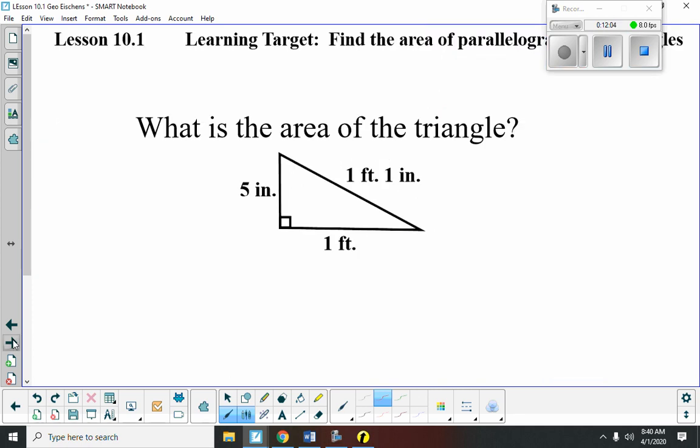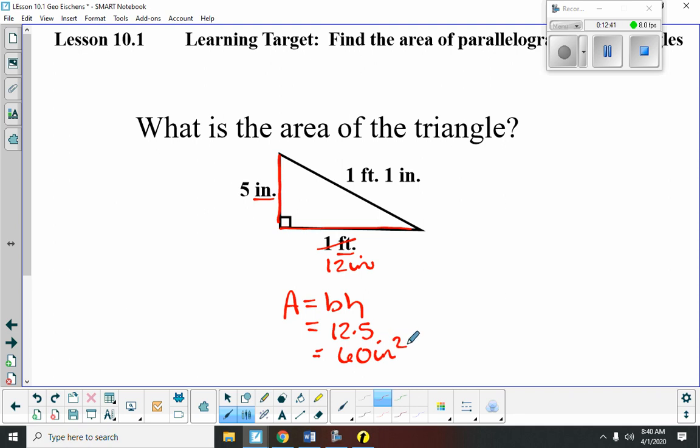Okay, next one. What is the area of a triangle? Notice this is in inches and this is in feet. So let's change to the smaller unit, inches. One foot is 12 inches. This is your base, this is your height, those are the perpendicular lengths. So we have 12 times 5, which is 60, and that's inches squared. And so that's your answer there.